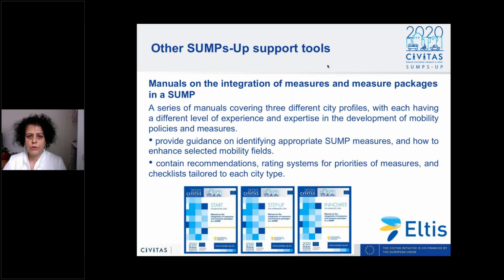Other SUMPs-Up support tools that I'm pretty sure you'll find very useful are the three manuals you've heard about from Maya. This is a series of manuals covering three different city profiles, on integration of measures and measure packages in a SUMP. They provide guidance in identifying the appropriate list of measures for a SUMP, and they contain recommendations, rating systems to prioritize this list of measures, and checklists tailored to each city type.